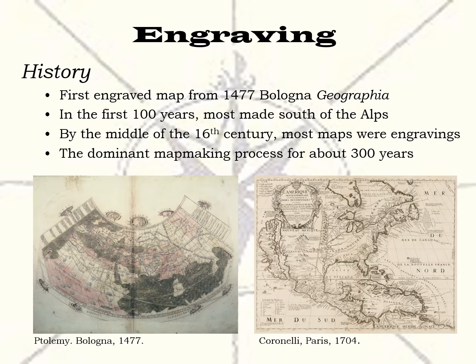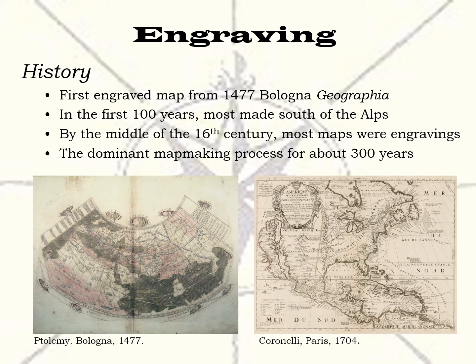The first copper engraved maps were from the 1477 Bologna Geografia. Other engraved maps soon followed, including in the Rome 1478 and Florence 1482 Geographias. For the first 100 years or so, almost all engraved maps were from south of the Alps.